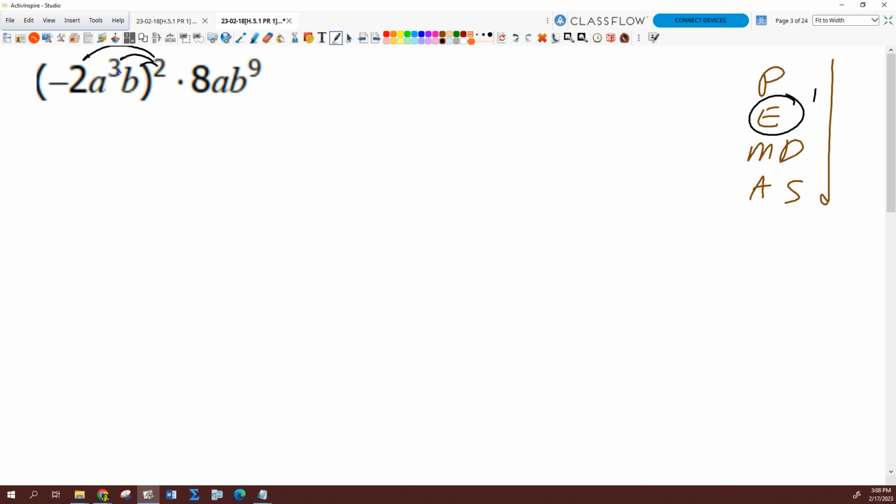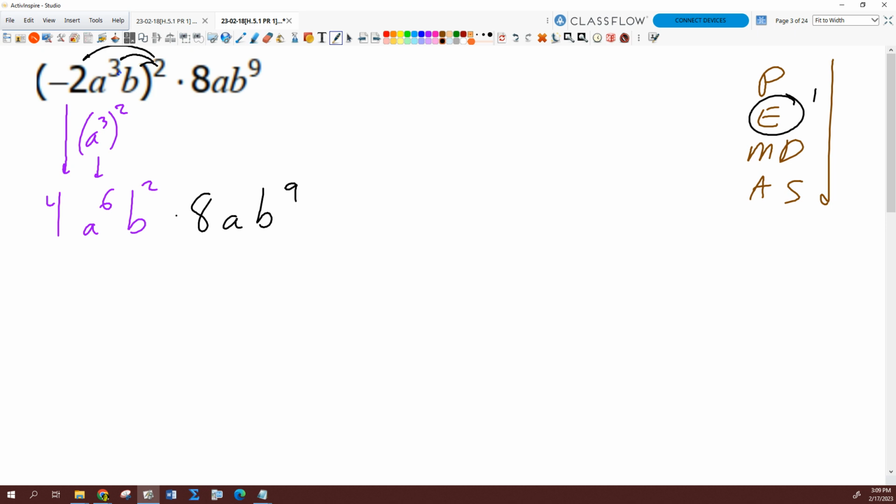So what is negative 2 squared? Positive 4, okay. What is a cubed squared? Yeah, a cubed squared is a to the 6th, and then I'm going to get a b squared, right? Everybody agree? There's step 1. Okay, now I've got to multiply that by 8ab to the 9th. So what's my next step? PEMDAS. What's the next PEMDAS step?